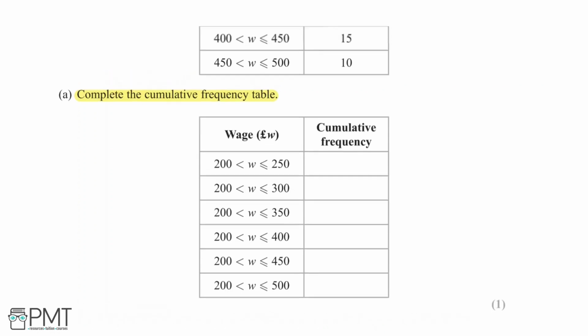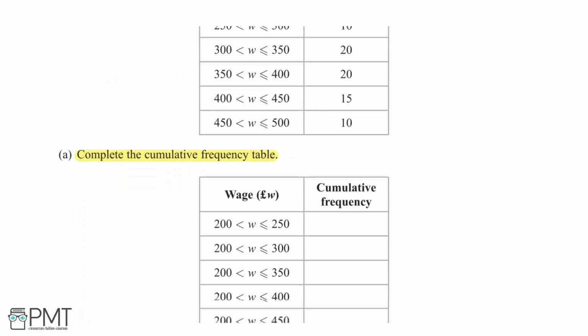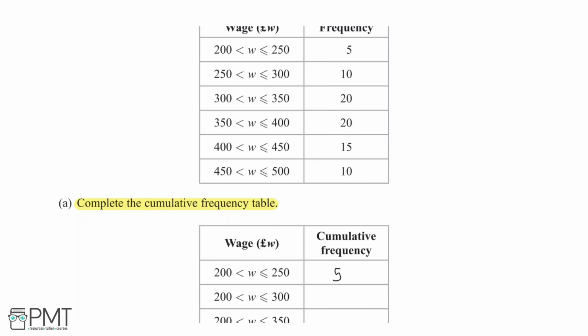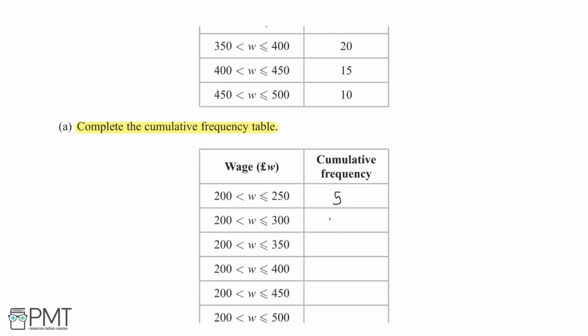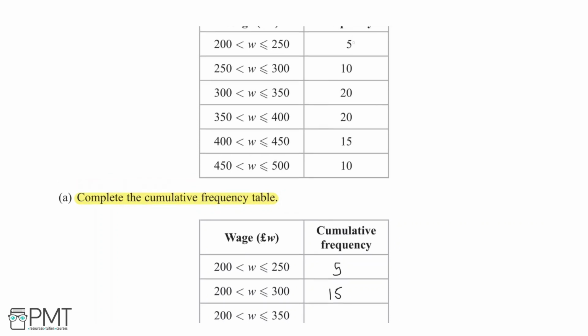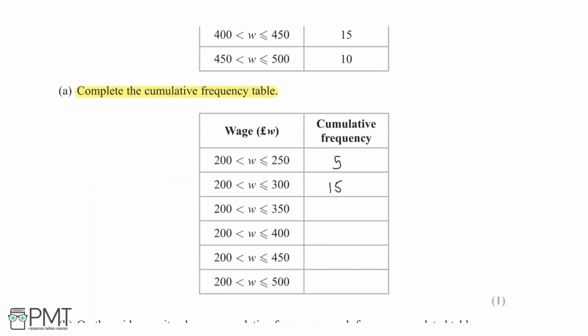All we do is we have our starting value, in this case 5. And then to get to this next one, because it's a 200 to 300 class, we sum the 200 to 250 and 250 to 300. So 5 plus 10 is 15. 200 to 350 is our next class. So this one, we take our original and add the 20 to it. So we're going to have 35 and so on.